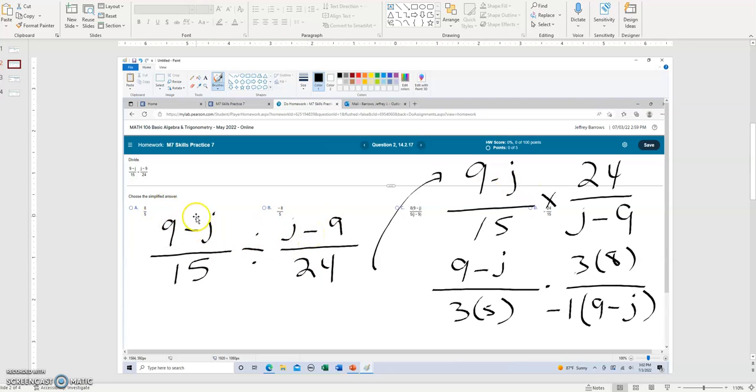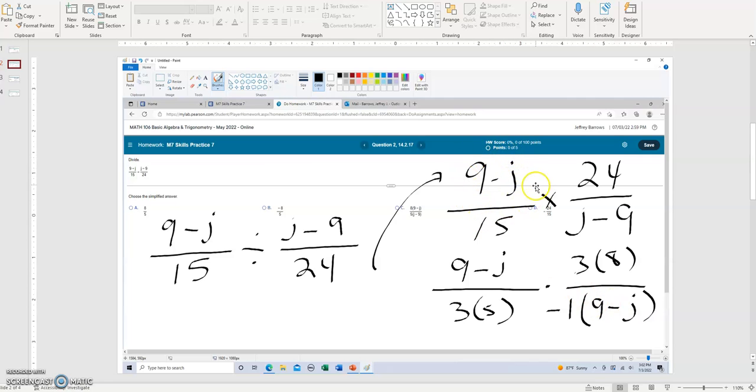So I have written the problem here, 9 minus j over 15 divided by j minus 9 over 24. What I have done is I have inverted the divisor over here, and then I've multiplied. Similar to the first problem I showed you, you're going to want to factor this the best you can before you start multiplying. What was pretty easy here, 15 is 3 times 5, and 24 is 3 times 8. So it looks like we've got common factors of 3 that can be canceled here.